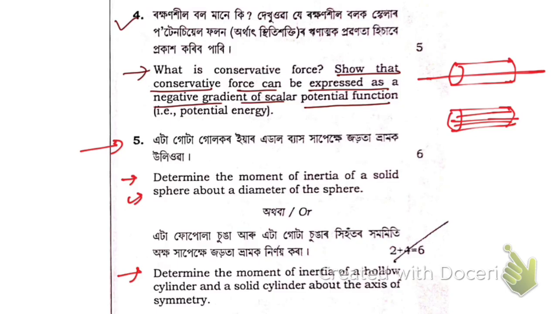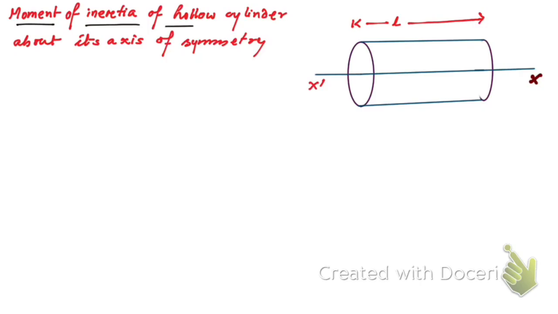Okay, so the moment of inertia of a hollow cylinder about its axis of symmetry. Okay, so first let us consider a hollow cylinder. This is a hollow cylinder, but it has a thickness, and let me consider that its outer radius is, suppose, capital R, and the inner radius is, suppose, small r. Okay, let me consider it that way, right? And its length is, suppose, small l. Okay, let me take that.